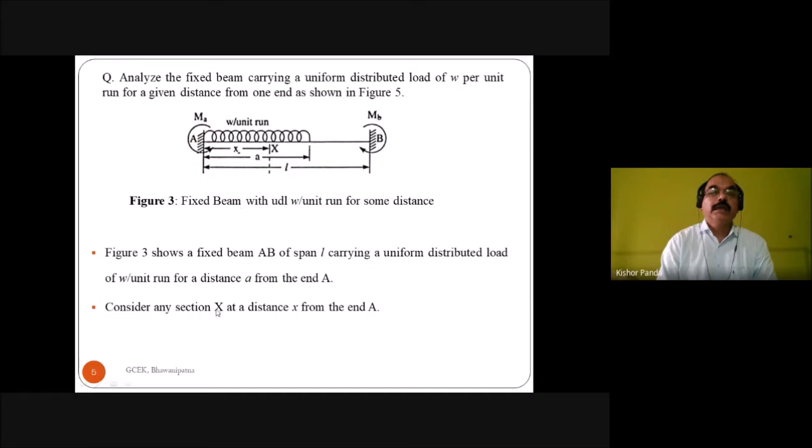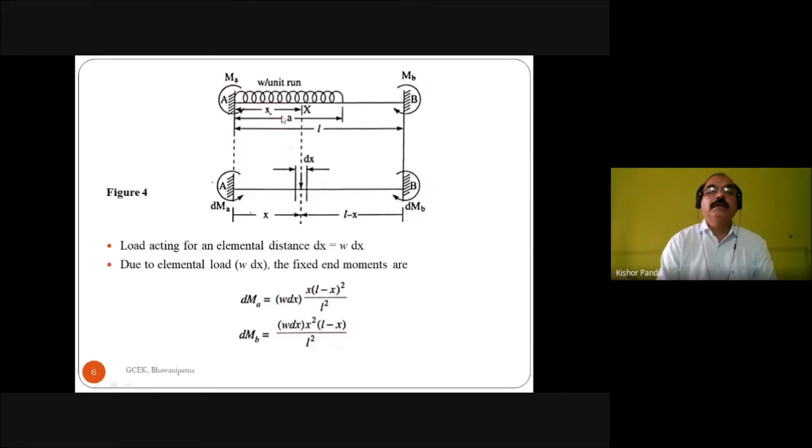So consider any section XX at a distance x from the end A. You take one section here at a distance x from the support A. This is A, this is the section X. Then you take a small elemental distance dx.